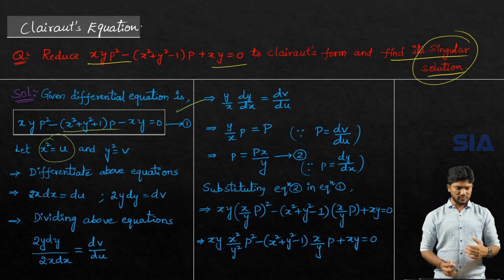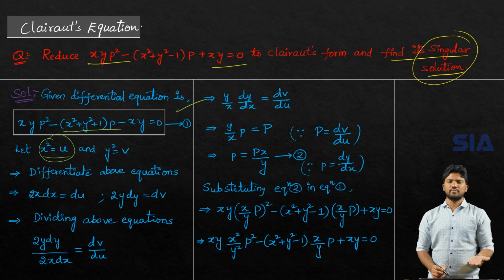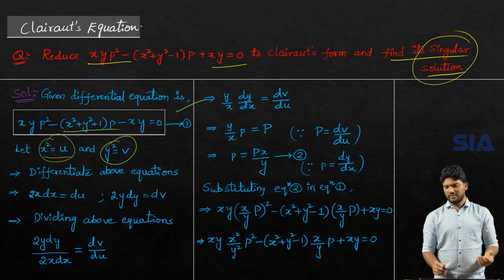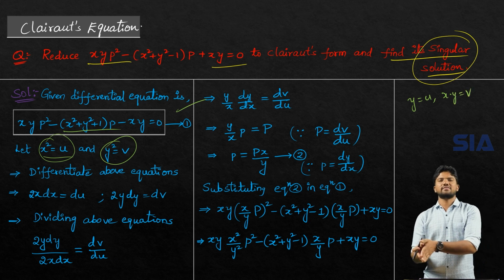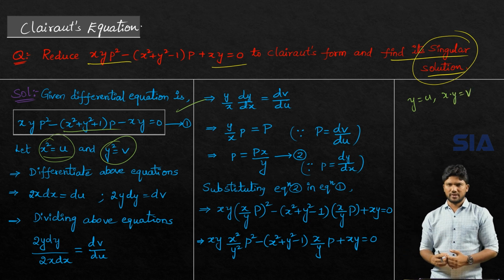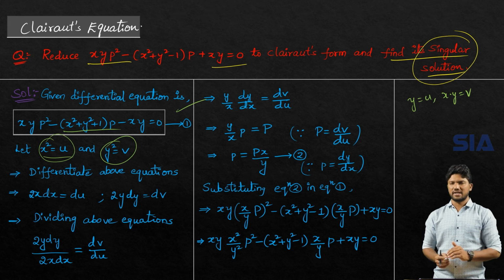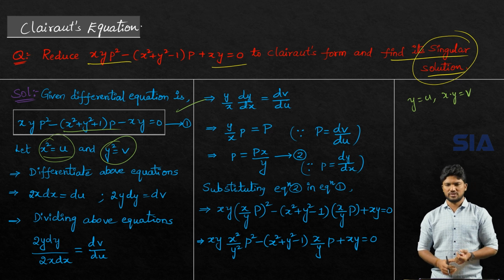That substitution is nothing but let x square equal to small u and y square equal to small v. In the previous problem we assumed y equal to small u and xy equal to small v to convert the given differential equation into Clairaut's form. Now to convert the present differential equation into Clairaut's form, we take the help of x square equal to u and y square equal to v.